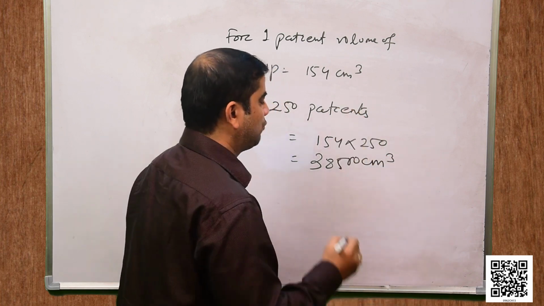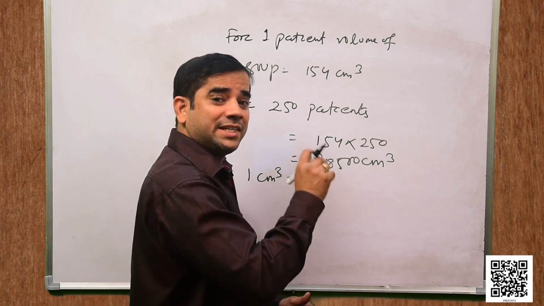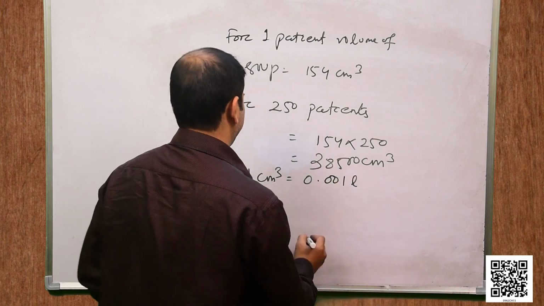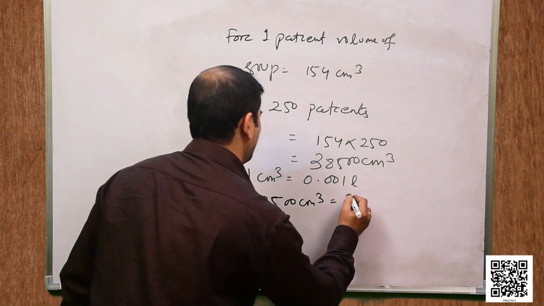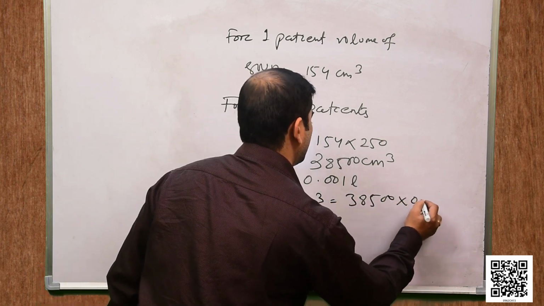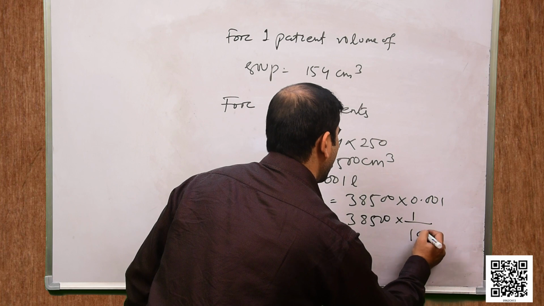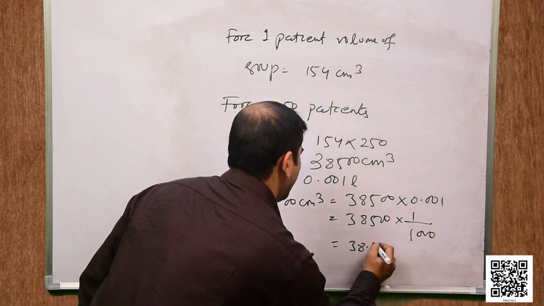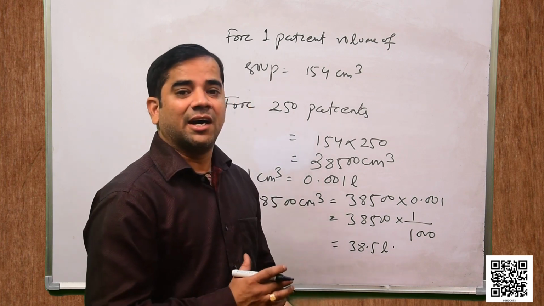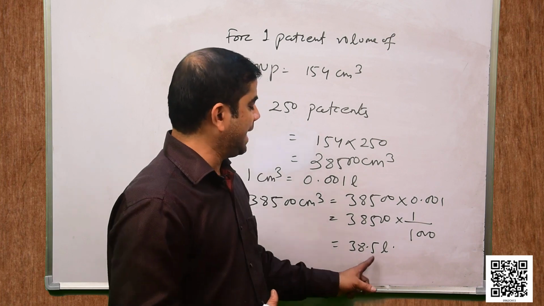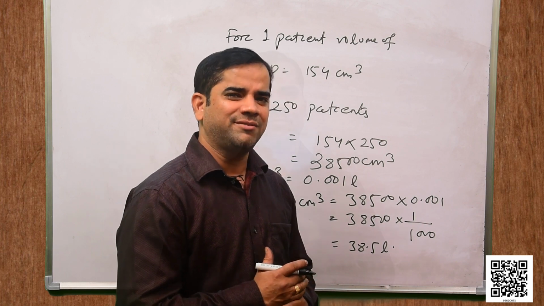centimeter cube. And we know that 1 centimeter cube is equal to 0.001 liter. So that means 38500 centimeter cube is equal to 38500 into 0.001, that is 38500 into 1 by 1000 or 38.5 liter. So for 250 patients, the hospital has to prepare 38.5 liter of soup daily. Okay, hope you understand the solution for this question.